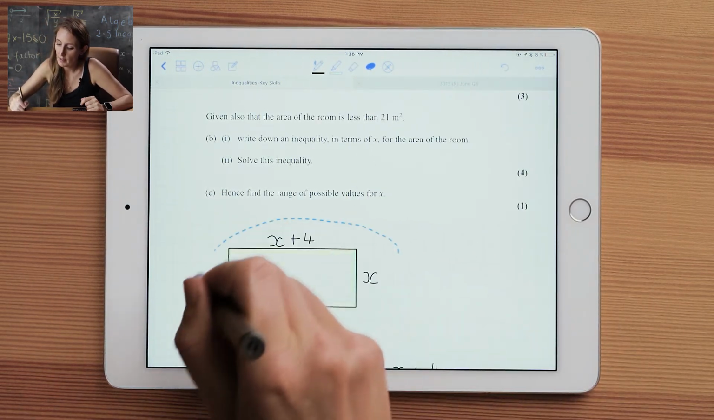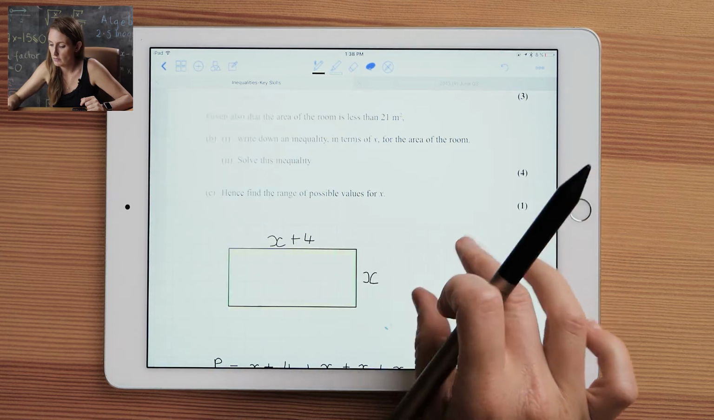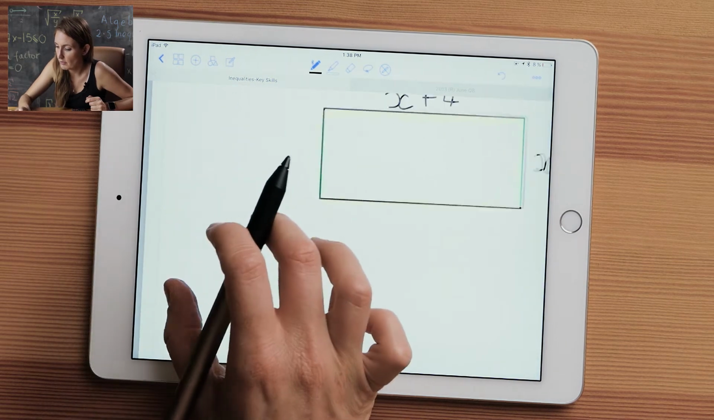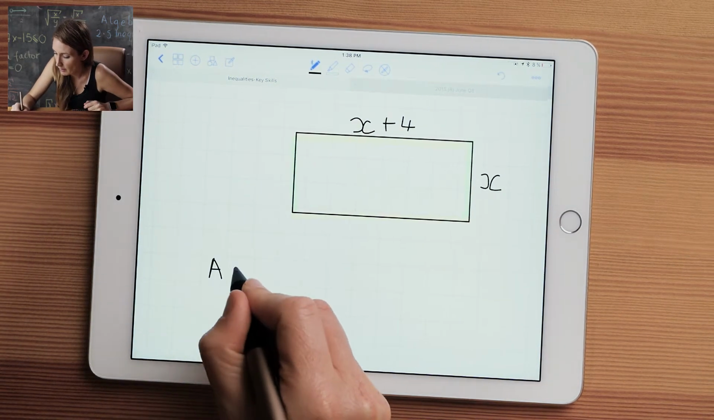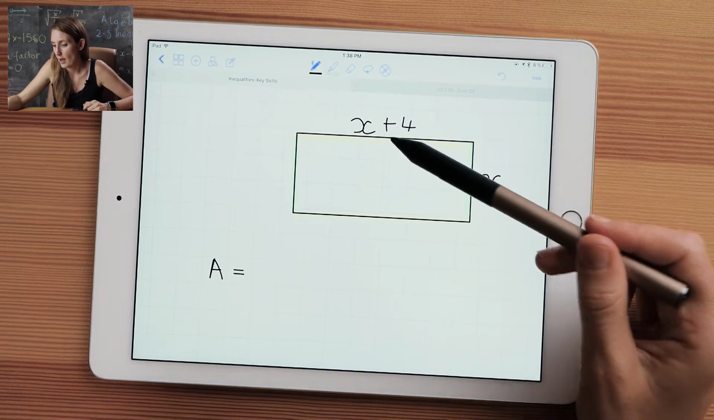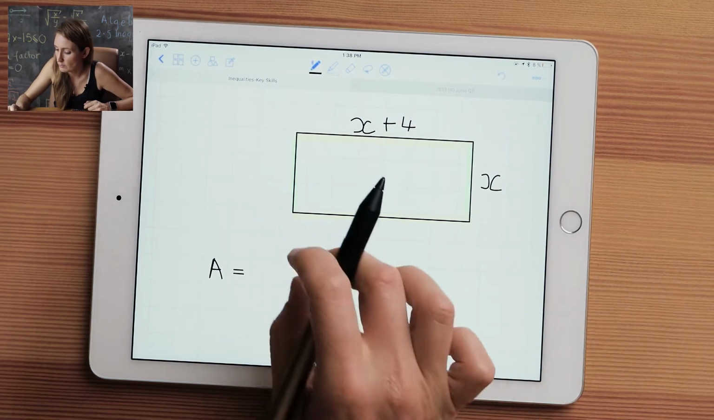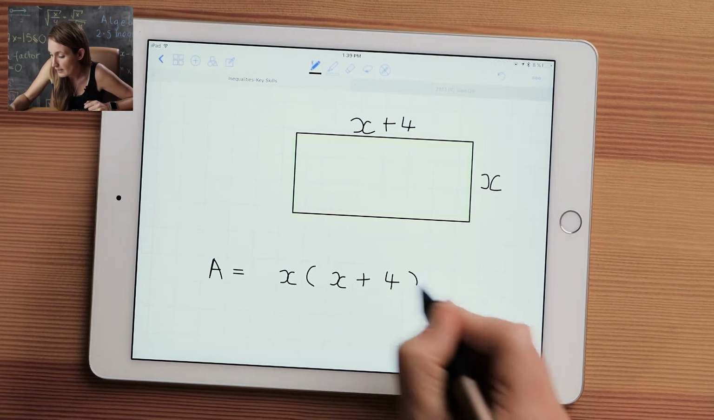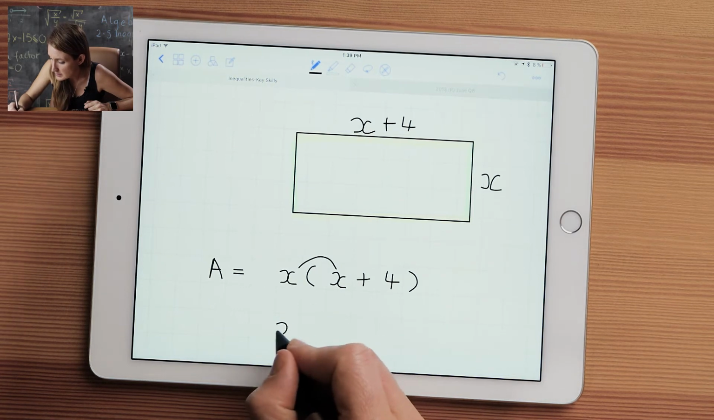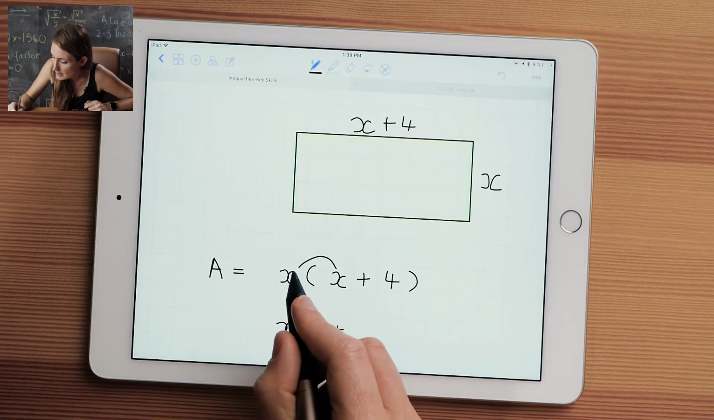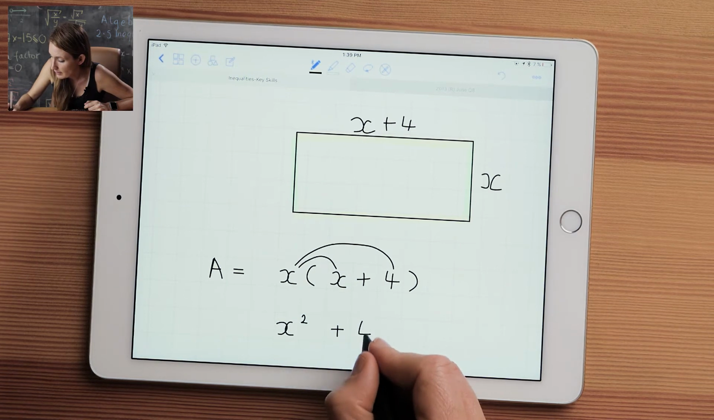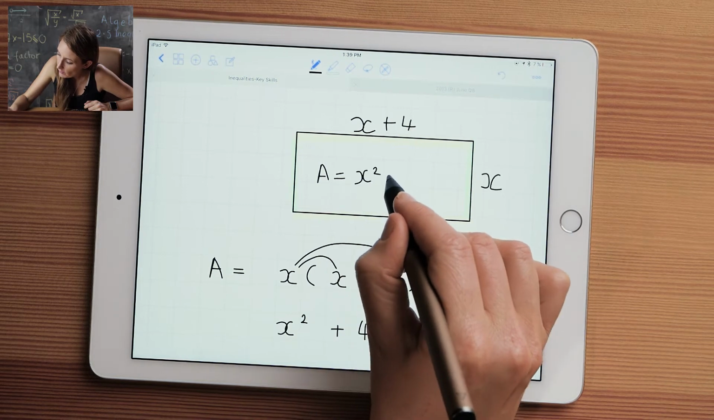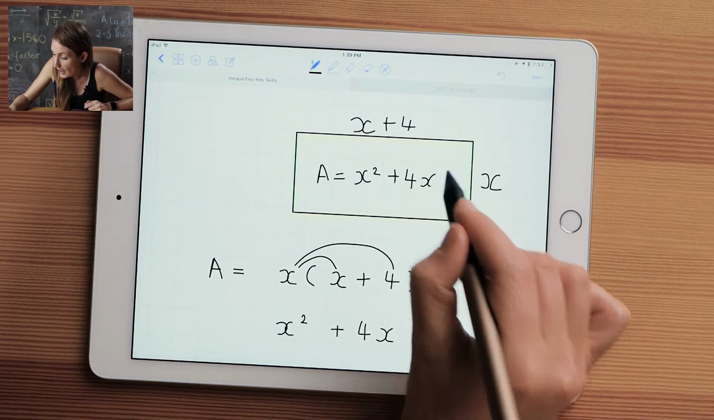So let's copy our rectangle onto the next page. So this is our rectangle. So what would the area be of this shape? Well, to calculate area, we multiply the sides together for a rectangle. So we would do x multiplied by x plus 4, or length times width. So x times x is x squared plus x times 4 is 4x. So the area of this shape is x squared plus 4x.